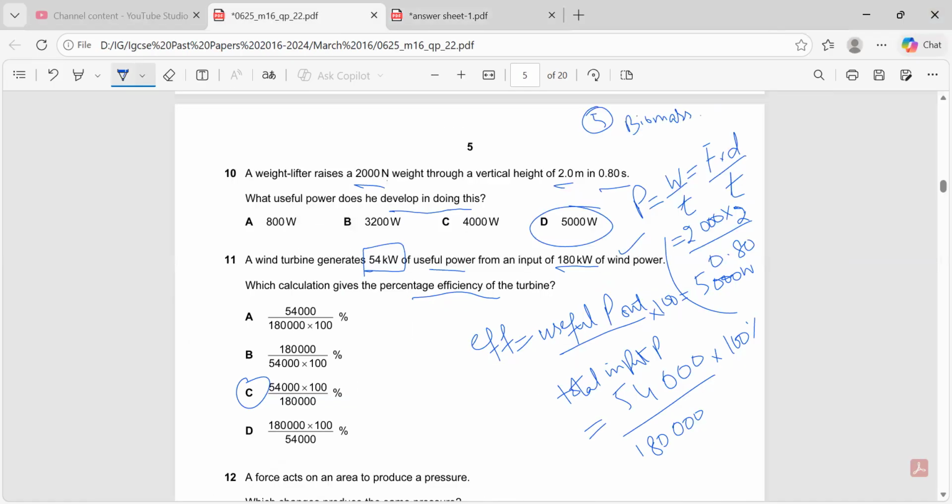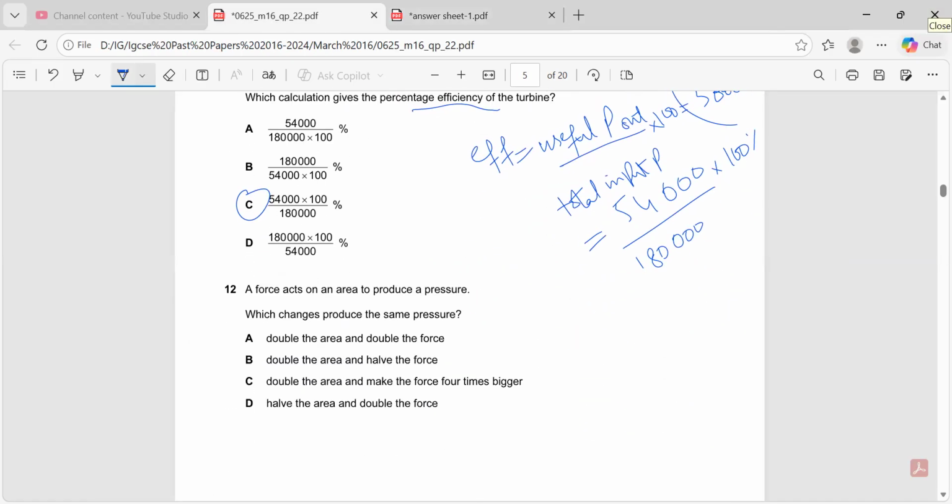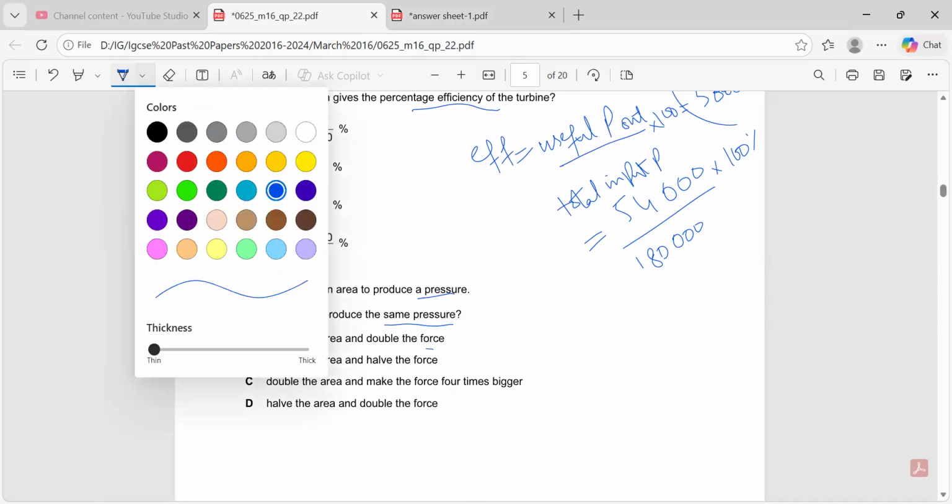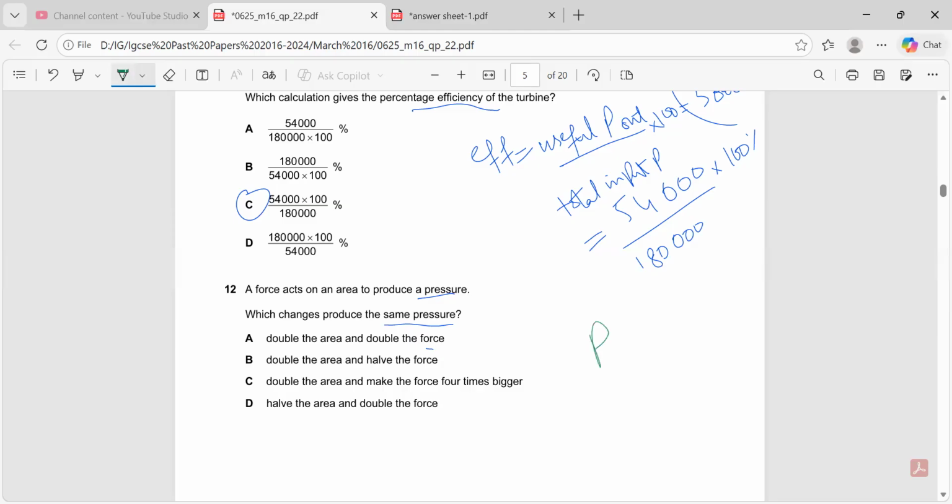Okay. Next question is, a force acts on an area to produce a pressure. Which change produces the same pressure? Double the area and double the force? First of all, this question can be answered if we know the equation of pressure, that is force over area. You want the same pressure. Let's see, double the area and half the force. This is pressure, force over area.